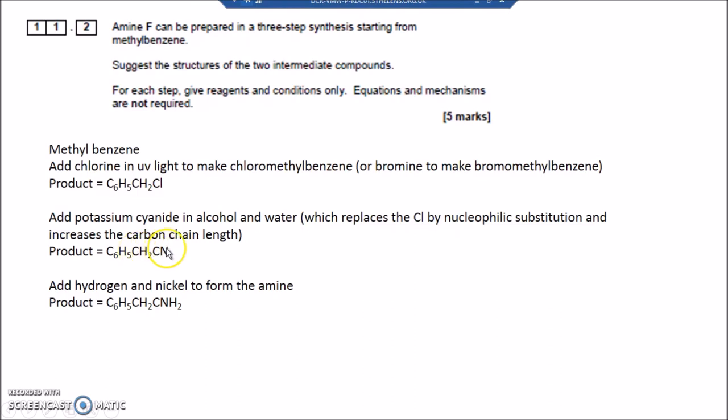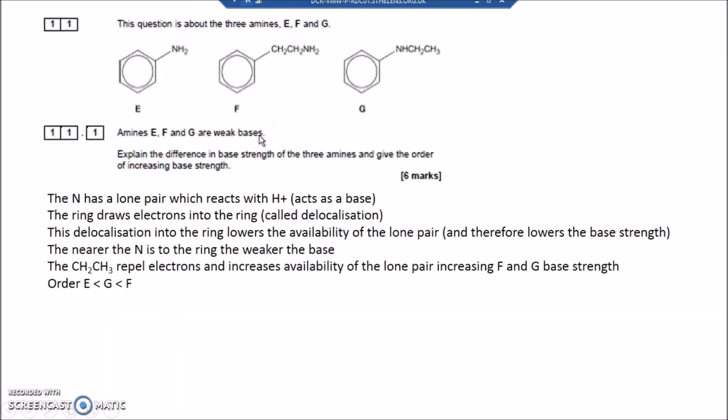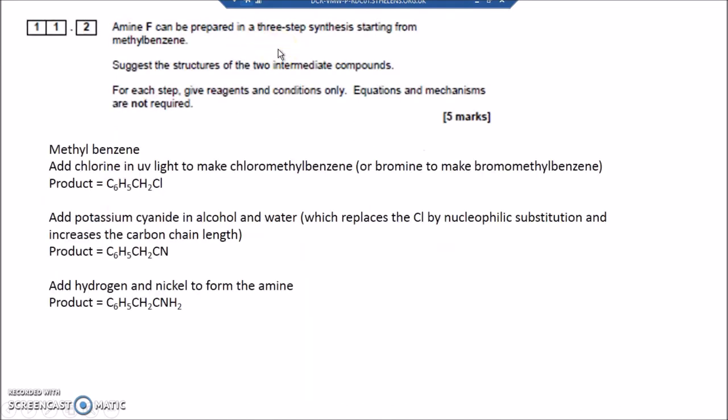And now I've lengthened that chain. So the key was to lengthen the chain to two carbons long off the benzene from a methyl group. That was the clue that we needed potassium cyanide in alcohol and water. And now we've got the nitrile, all I need to do is add H's on there to make CH2, CH2, that should say CH2, NH2. So a benzene ring with CH2, NH2 on there. And the easiest way to add H's is by using hydrogen and nickel.